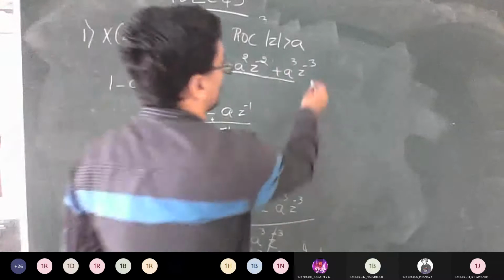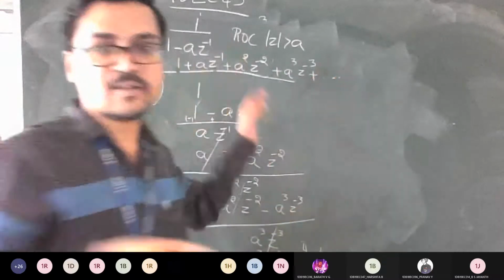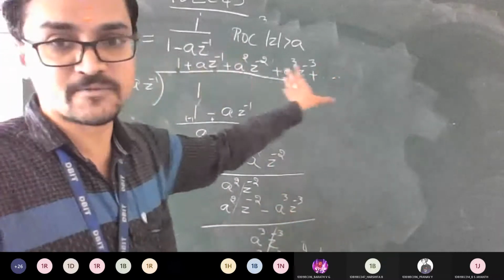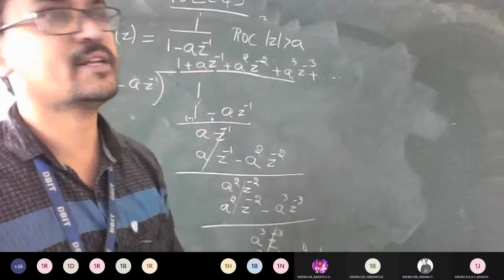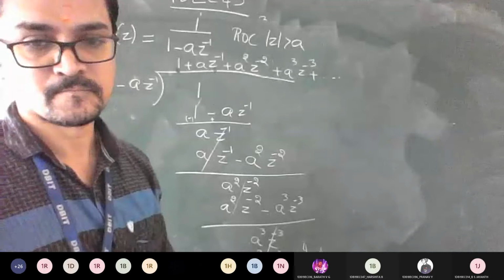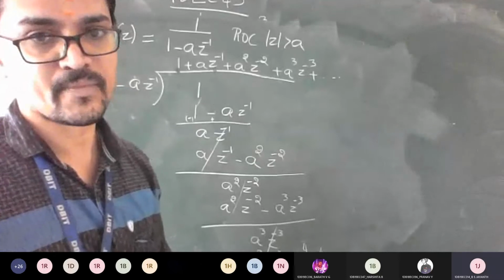Just mention plus so on. Don't keep solving n number of times. You just solve for 3 to 4 iterations, that is enough. Is it okay till here? Yes, sir. Okay.